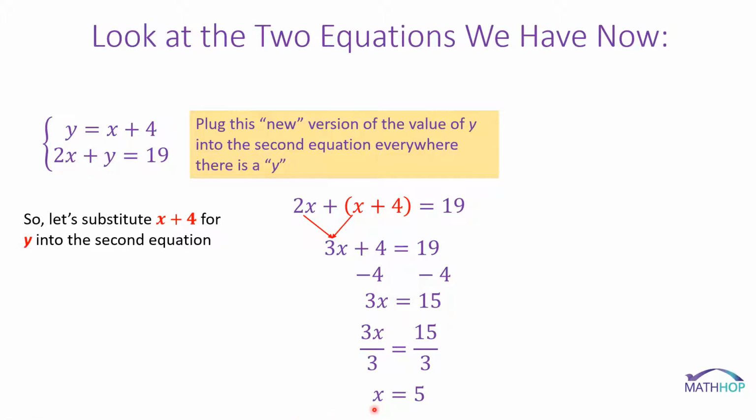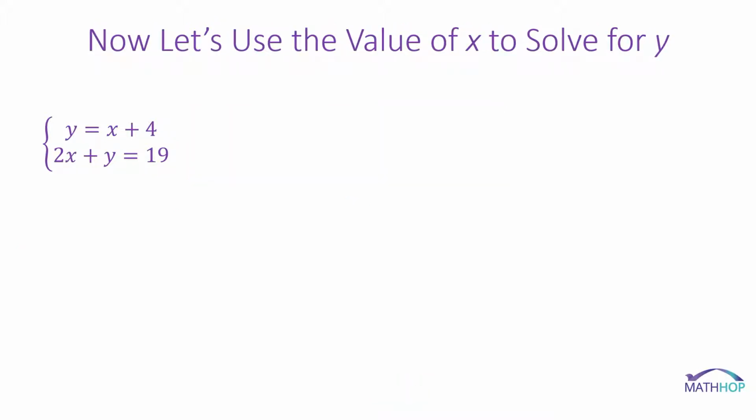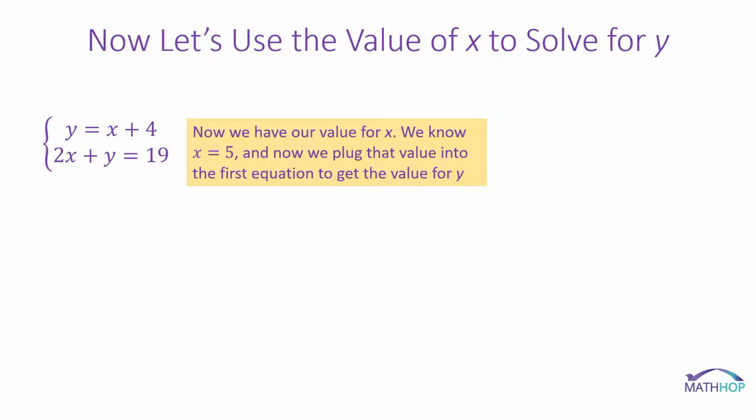Now I can take this value for x and plug it in to either equation to solve for y. But I need more room if I'm going to do that. Okay, so now we know that x equals 5. We're going to plug that value into the first equation and get the value of y. So our first equation, remember, is y equals x plus 4. Could you have plugged it into the original equation, negative x plus y equals 4? You absolutely can. But I'm just going to plug it into this equation.